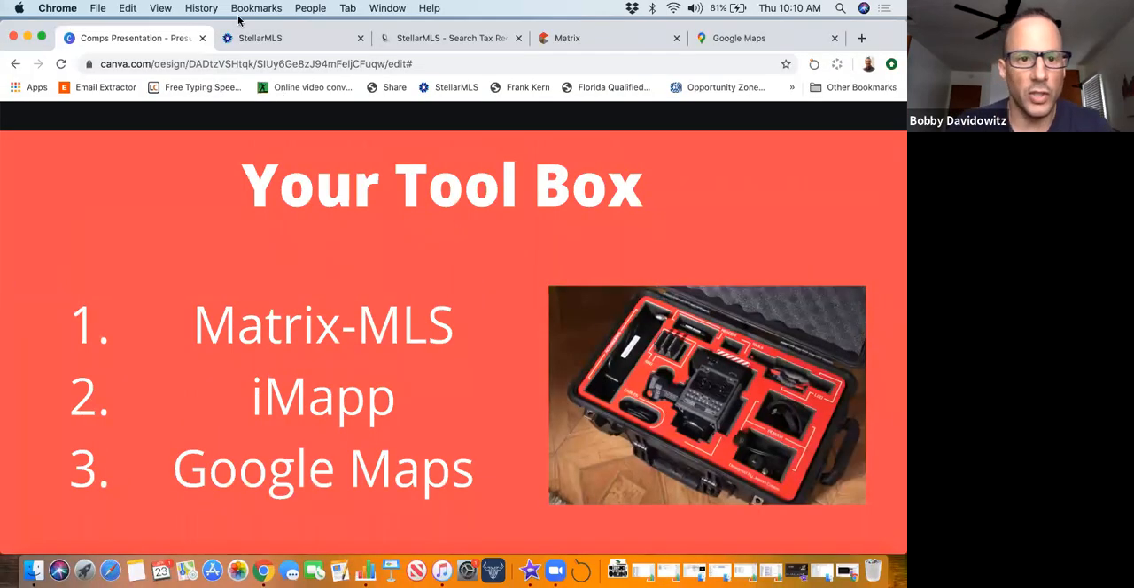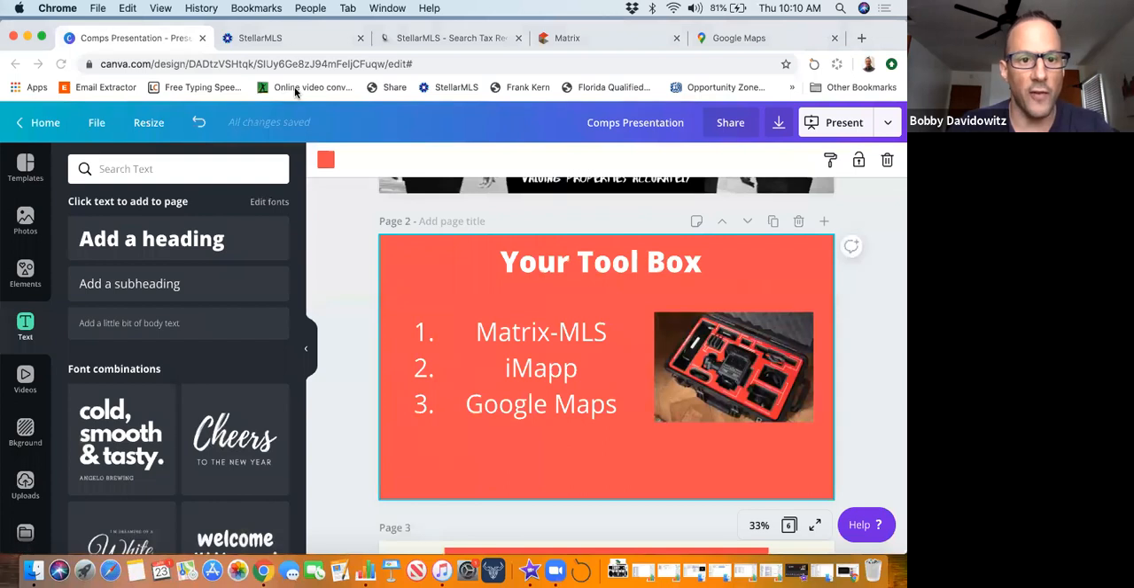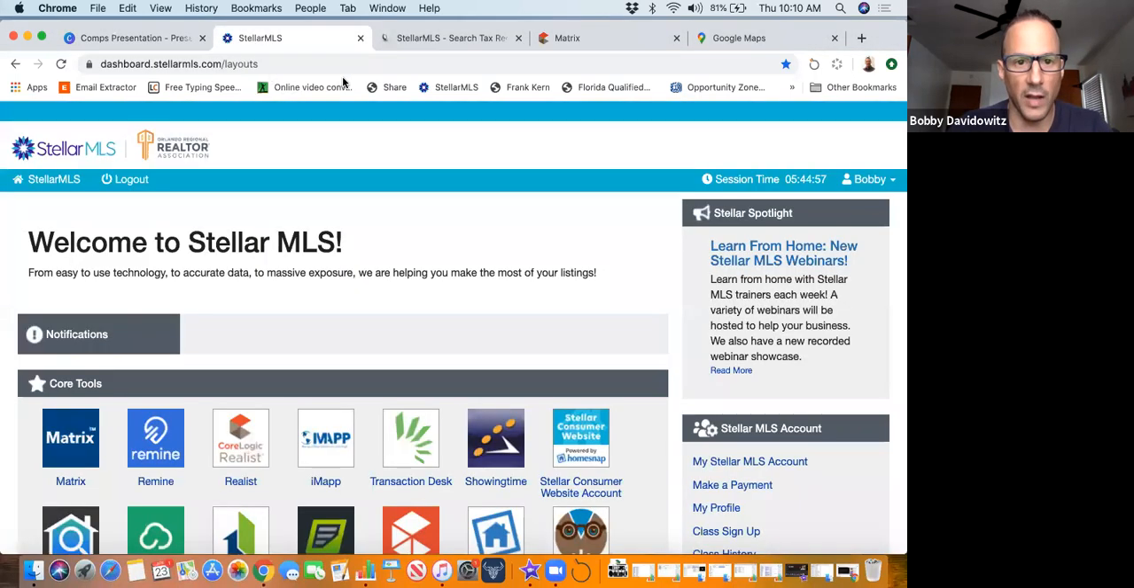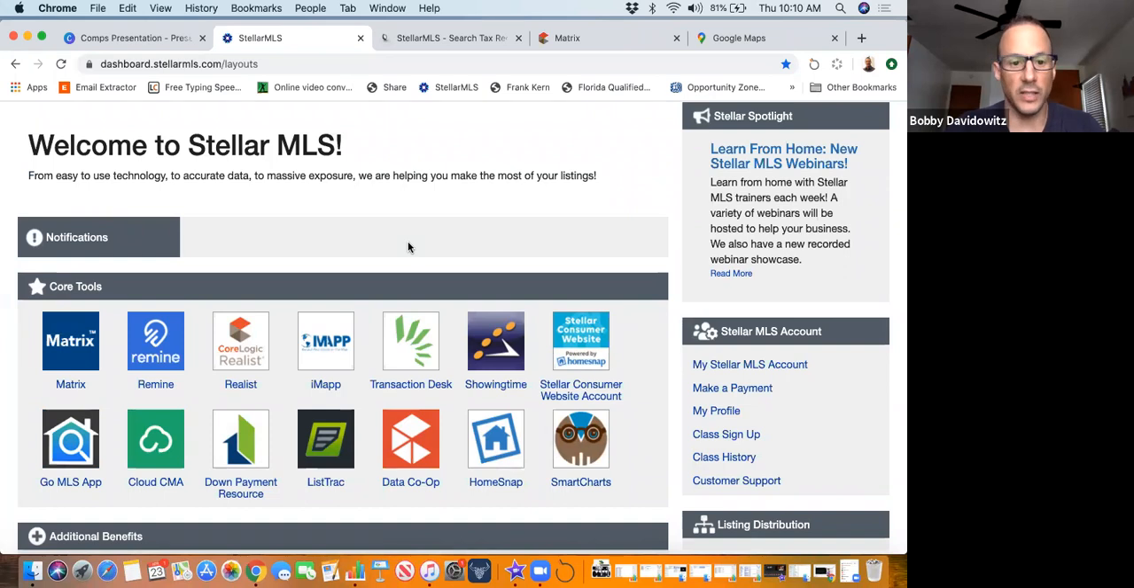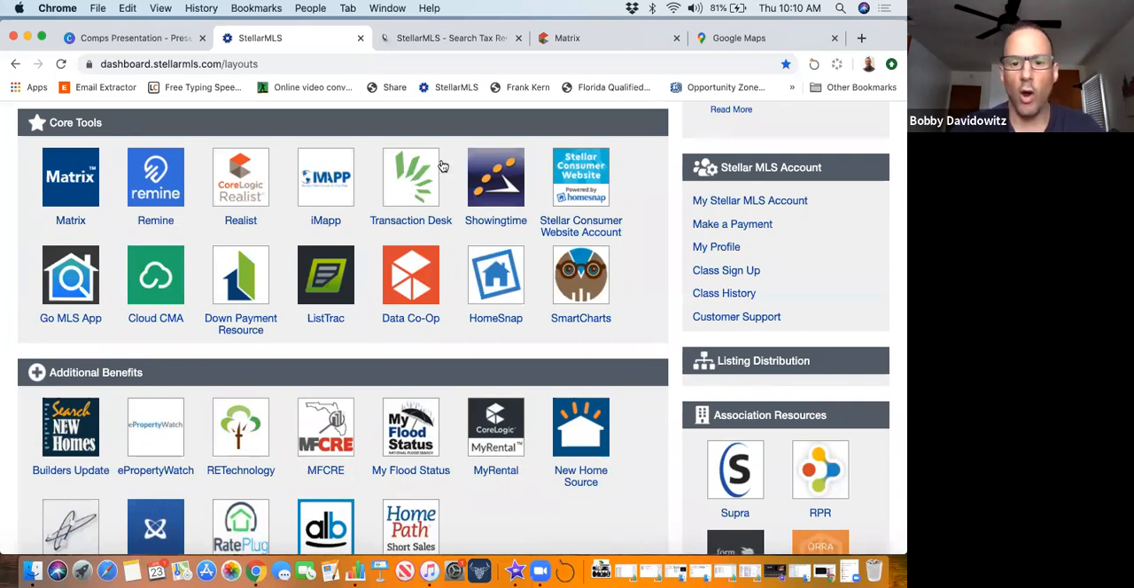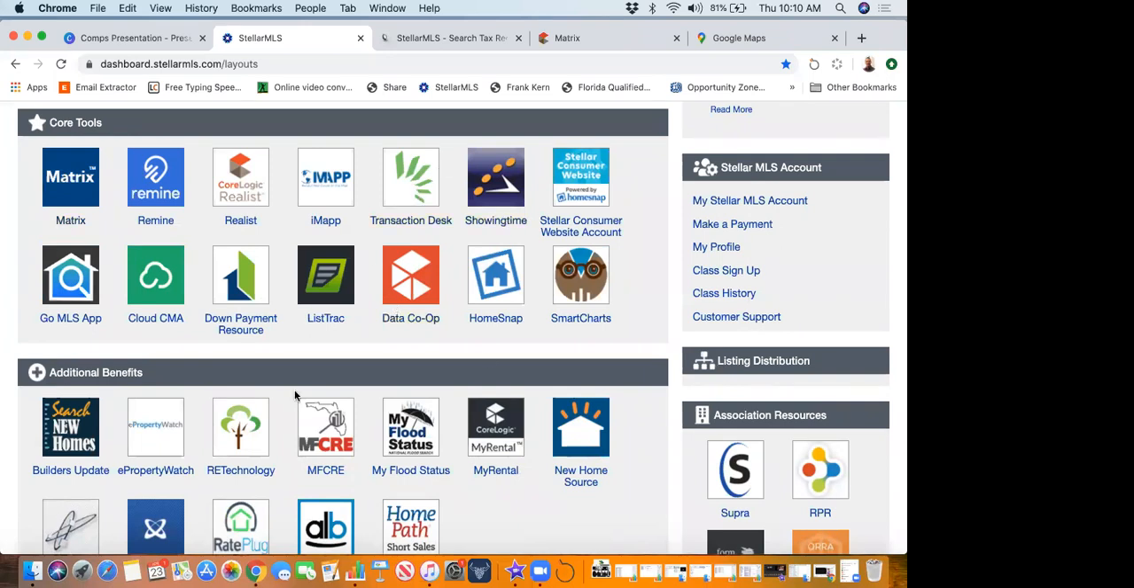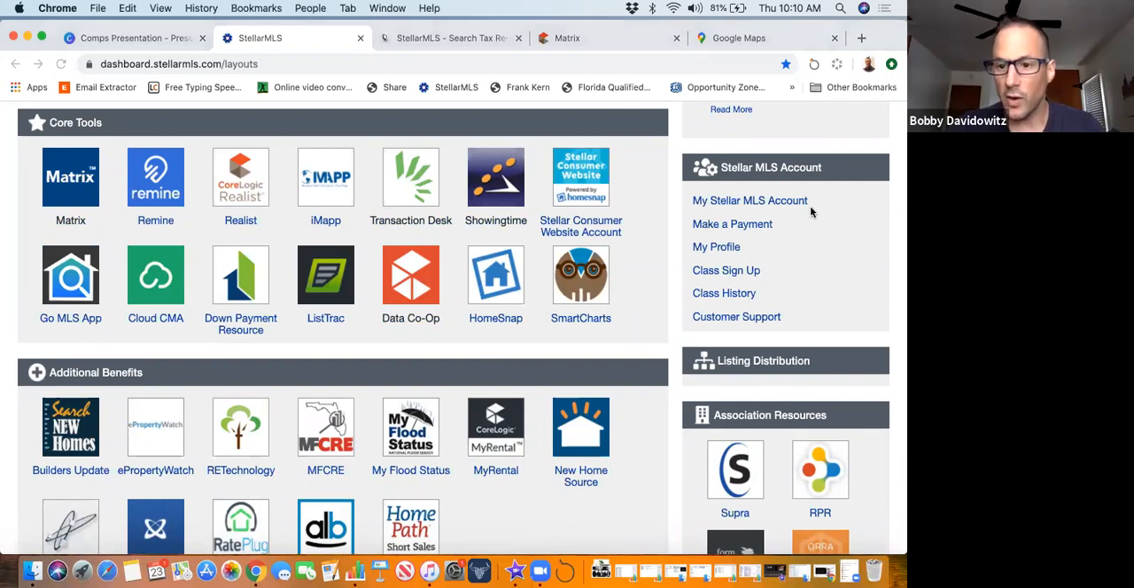Showing you my tabs here, first and foremost, this is where I log in personally to the dashboard on MLS. For those of you in other places, maybe it looks a little bit different, but you should have a dashboard. Ours is dashboard.stellarmls.com. That's where you would log in, and then it gives you your entire toolbox. So you see all of these different tools here that the MLS provides you. These are important tools for you to have. Now, I don't necessarily use all these tools all the time. The main ones that I use are the ones that I'm going to show you right now.